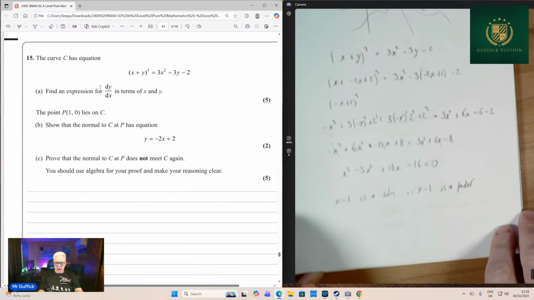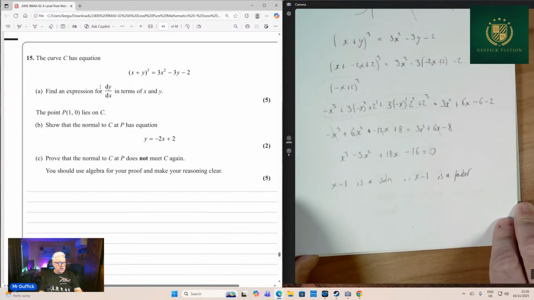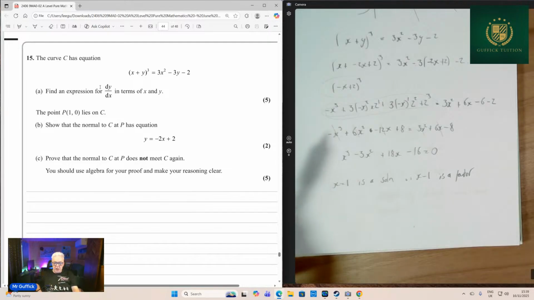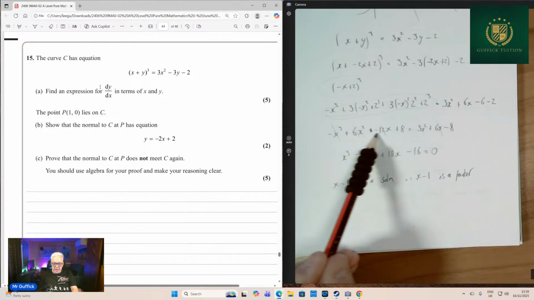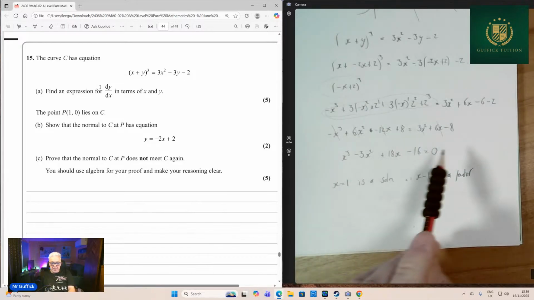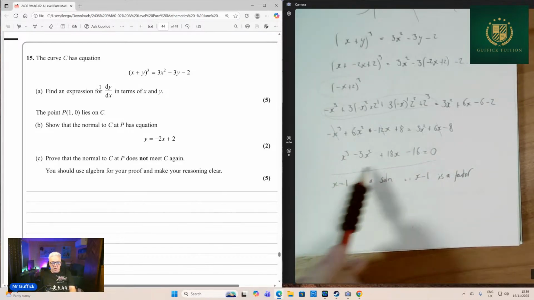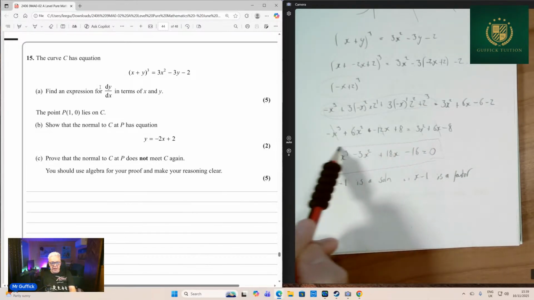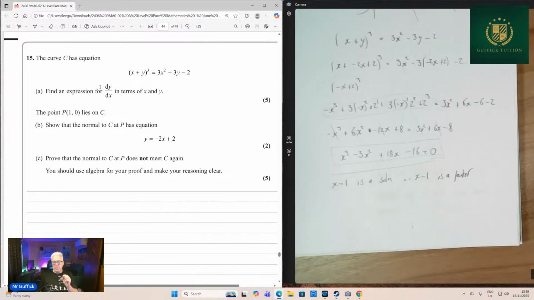So therefore, I'm now just going to collect like terms and tidy everything up. So tidying everything up, we end up with this expression here. And then taking everything over to one side, we get to this stage. So this is our equation that's been formed by subbing in the equation of the normal into the equation of the curve. Okay, so where do we go from here?